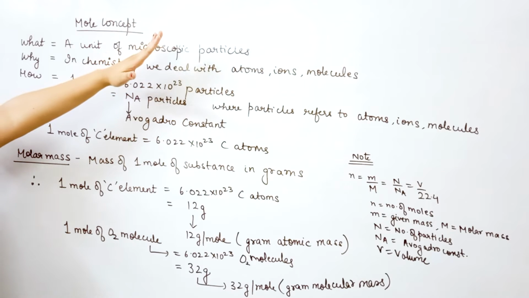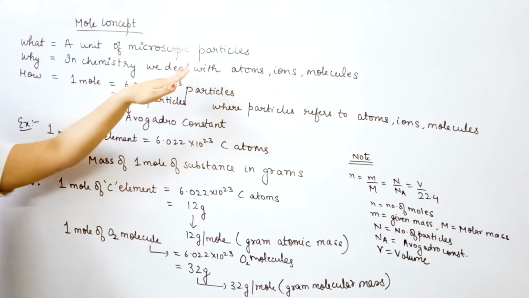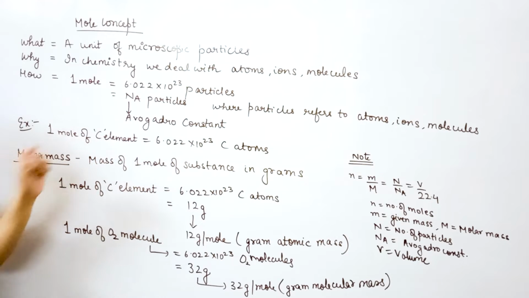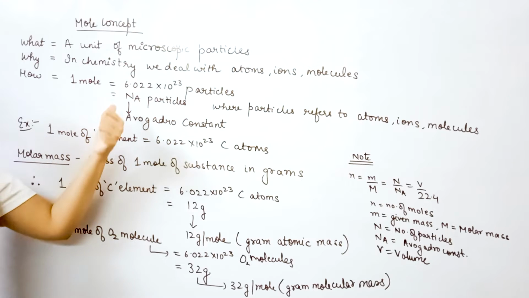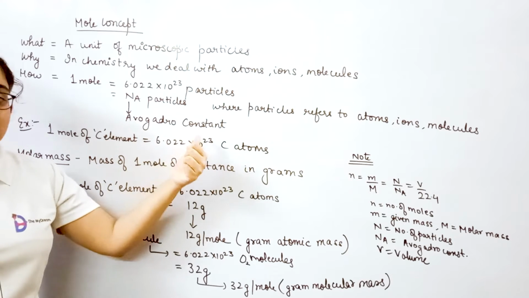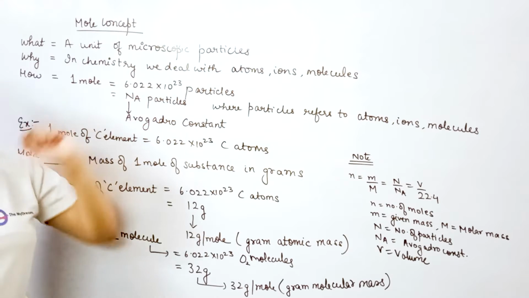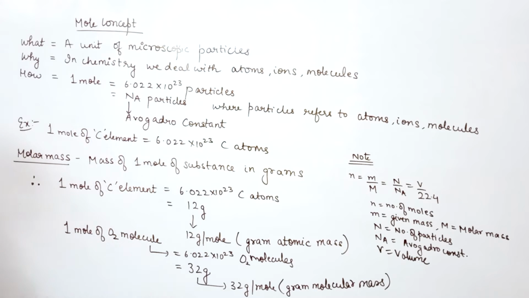So this is what the mole concept is. We have discussed what exactly the mole concept is, why we are studying it, and how exactly you can write 1 mole. Both methods you can write. And this Na refers to Avogadro's constant, which has the value 6.022 into 10 to the power 23. Clear?